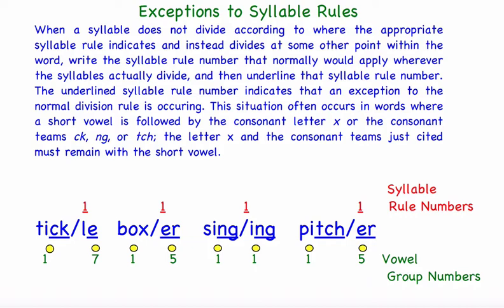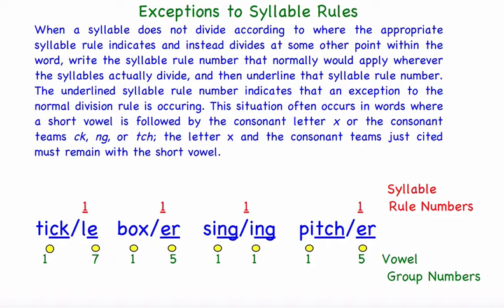When a syllable does not divide according to where the appropriate syllable rule indicates, and instead divides at some other point within the word, write the syllable rule number that normally would apply wherever the syllables actually divide, and then underline that syllable rule number. The underlined syllable rule number indicates that an exception to the normal division rule is occurring.